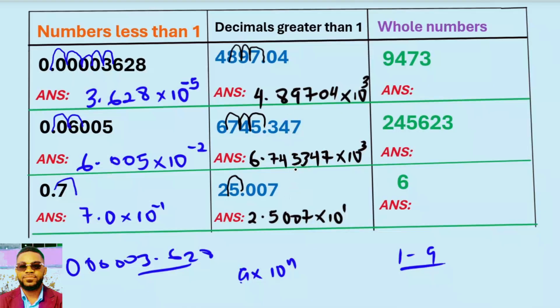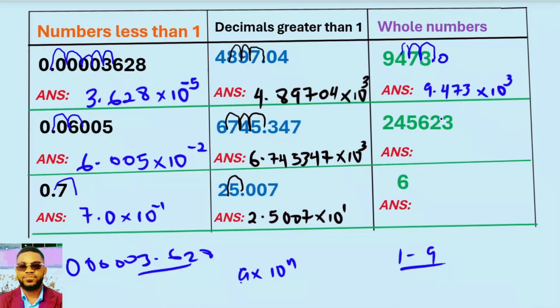Now let's take the whole numbers. With the whole numbers, like I illustrated in the first example, we have a decimal point here that we don't write. So you have the 0.0 that we don't write. The decimal point is always there for whole numbers, but it is invisible. So now this number is 9,473, and we want to get 1 to 9. We have to move the decimal point to the left. So that's going to be 1, 2, 3. So we have 9.473 times 10, how many times? 3 times. Remember, we have moved to the left, so we have a positive exponent.